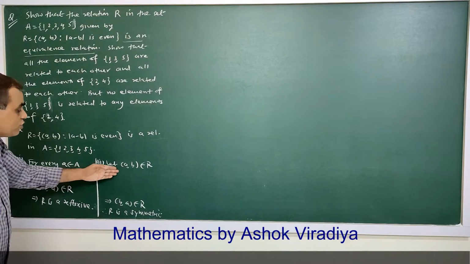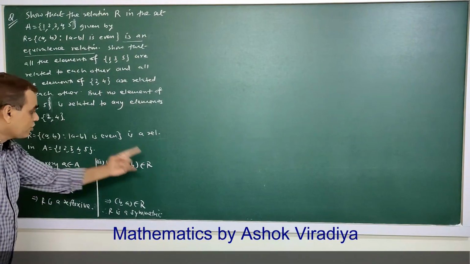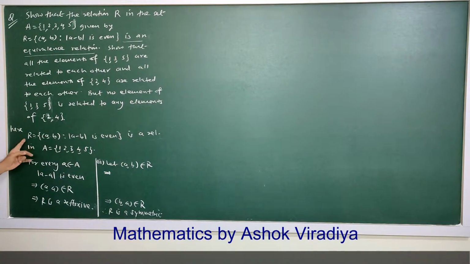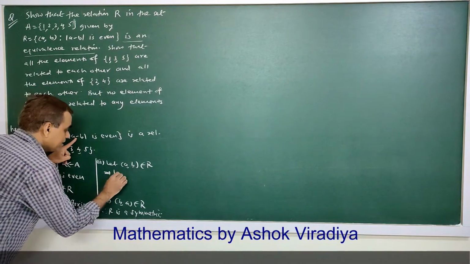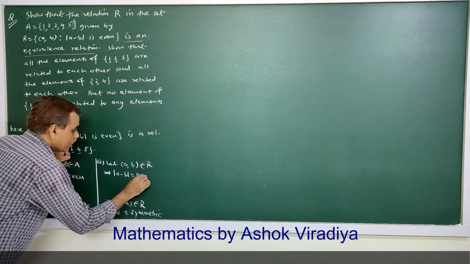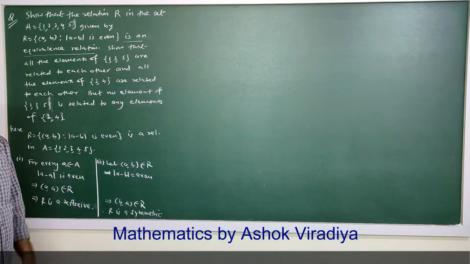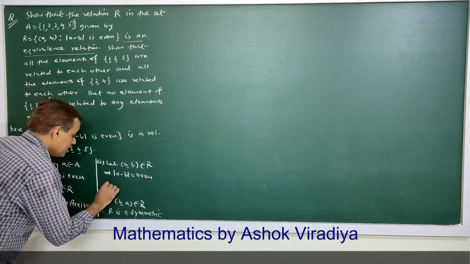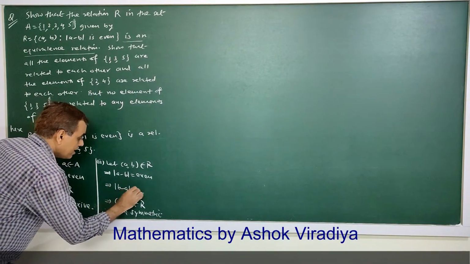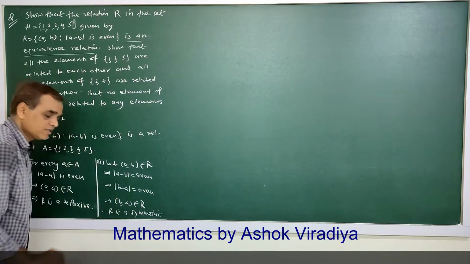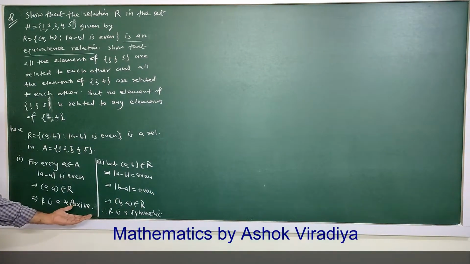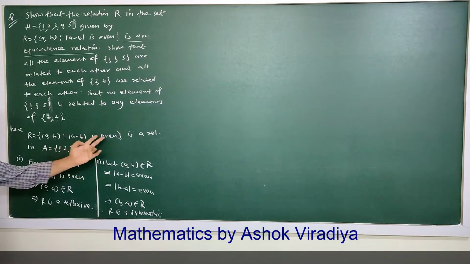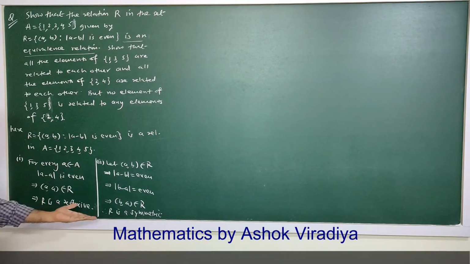So now say, let me join this link. If (a, b) belongs to R, so modulus of a minus b is even. If modulus of a minus b is even, then obviously modulus of b minus a is also even. So it is done. Modulus of b minus a is even, so (b, a) belongs to R. So this is symmetric.